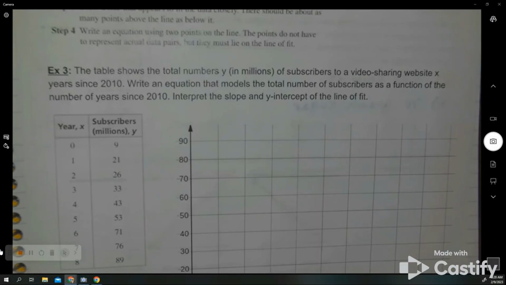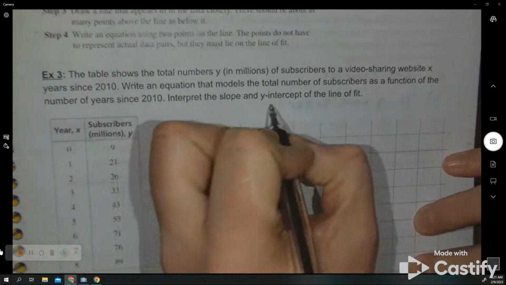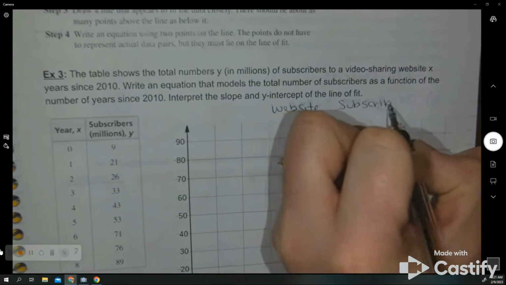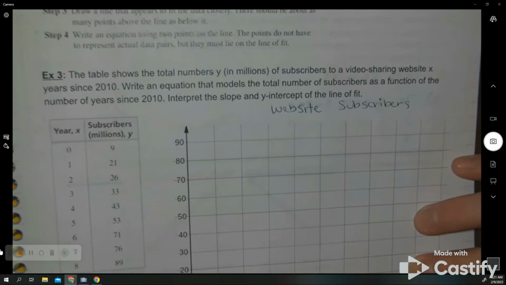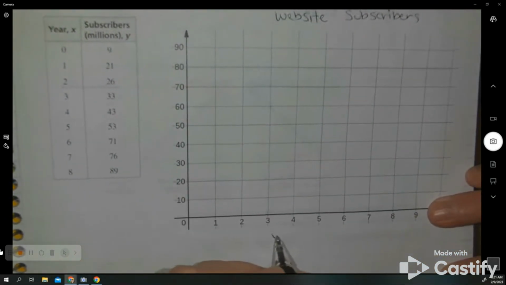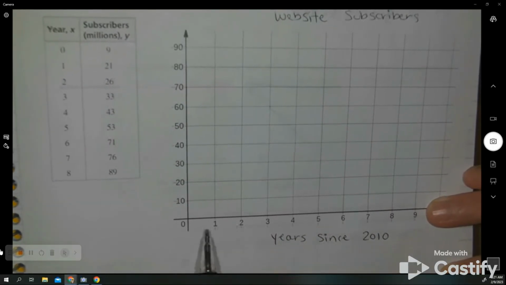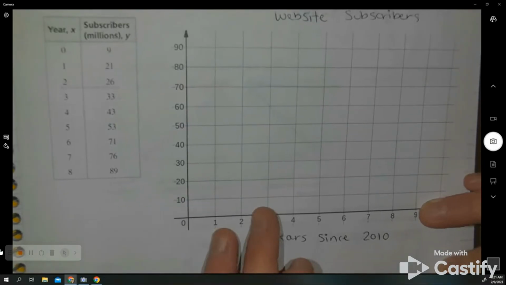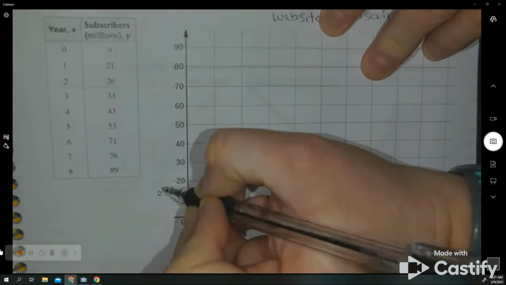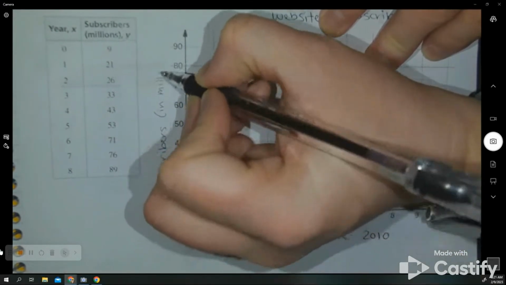So what we're looking at here, first of all, let's give our graph a title. So this would be our website subscribers, because these are all important details of a graph. And then our x-axis is going to be our years since 2010. So we won't think it's year one, it's 1 year after 2010, right? And then on the y-axis, it is the subscribers. And this one is talking about in millions. So we've got subscribers in millions.